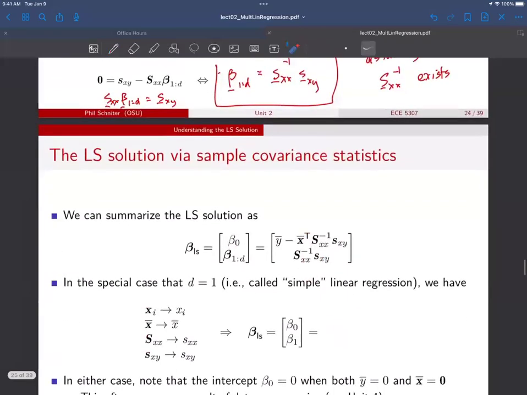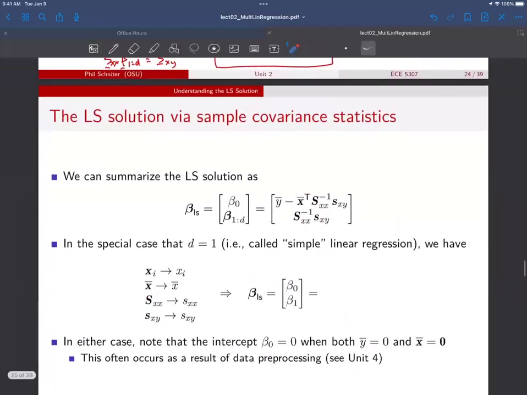Okay, so this is the least squares solution. We've derived that. And there's a special case of this that sometimes people consider, where you either have only a single feature or you choose to use only a single feature. So d equals 1. And in that case, all of our vector quantities turn into scalars. So our vector of features for the ith sample turns into a scalar. The mean vector turns into a mean scalar, and so on. This covariance matrix turns into a scalar variance, and this vector turns into a scalar.